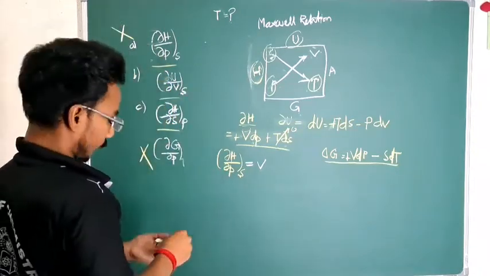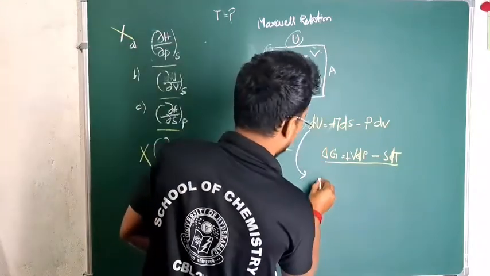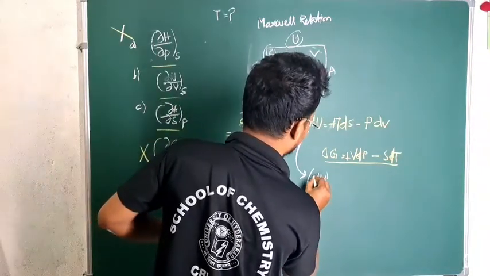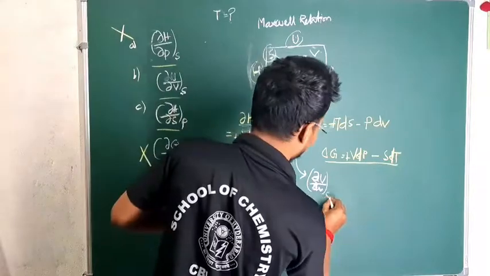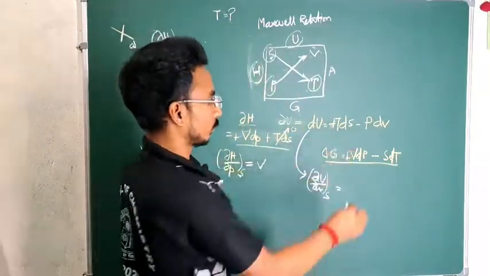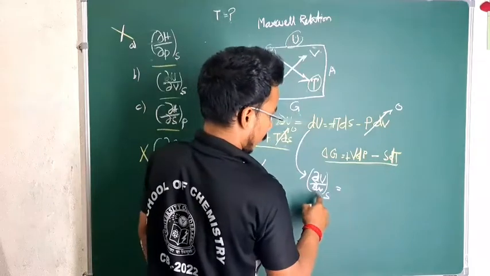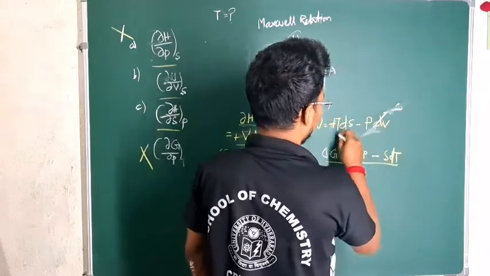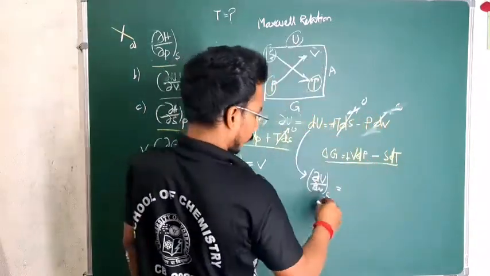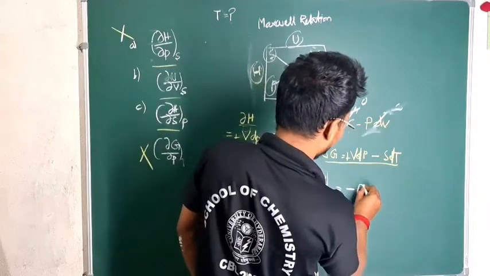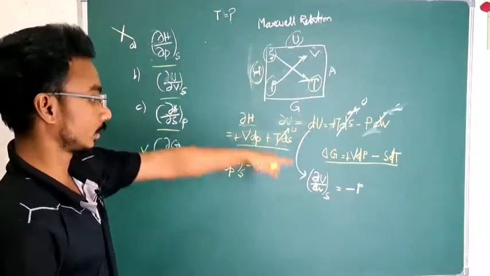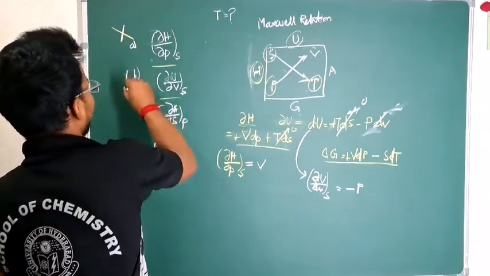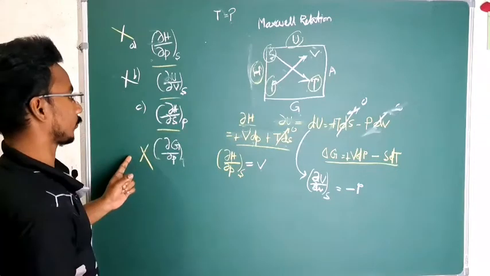Now del U, for del U, this one, so del U by del V at constant S. Del V is constant, means this one is 0, and S is constant, sorry, means dS equal to 0. We are dividing by dV, so it will come minus P. P is not the answer, we want T, so definitely this one is wrong, and this one is wrong, as I told.